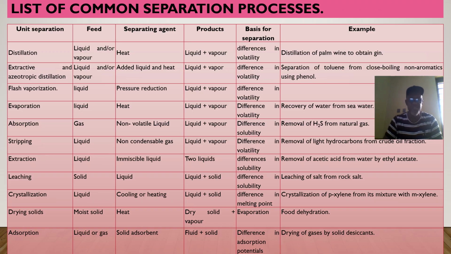Now, this is a list of common separation processes. You can see we have so many of them. For the unit operation, you can have distillation, extractive and azeotropic distillation, flash vaporization, evaporation, stripping, extraction, and so on. You can see the separating agent that is used. Look at the products, basis for separation, and examples of each of these processes in the industry.